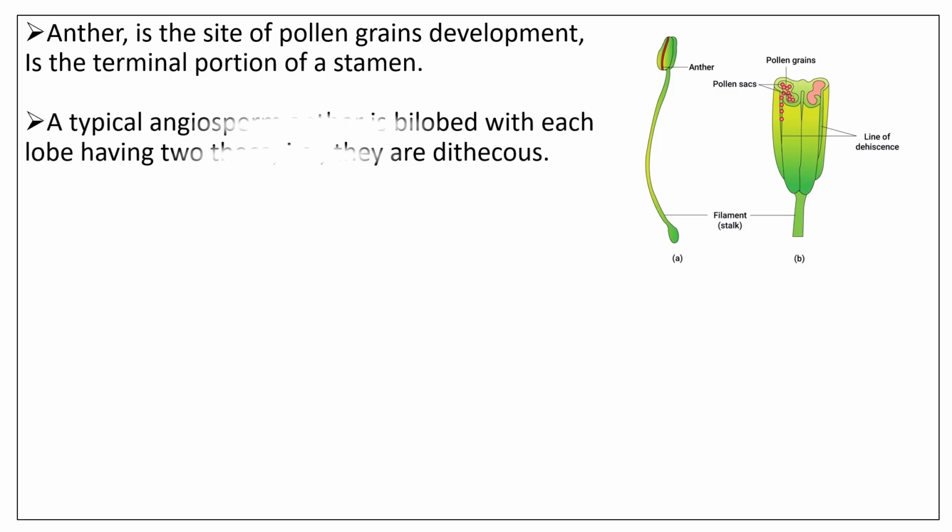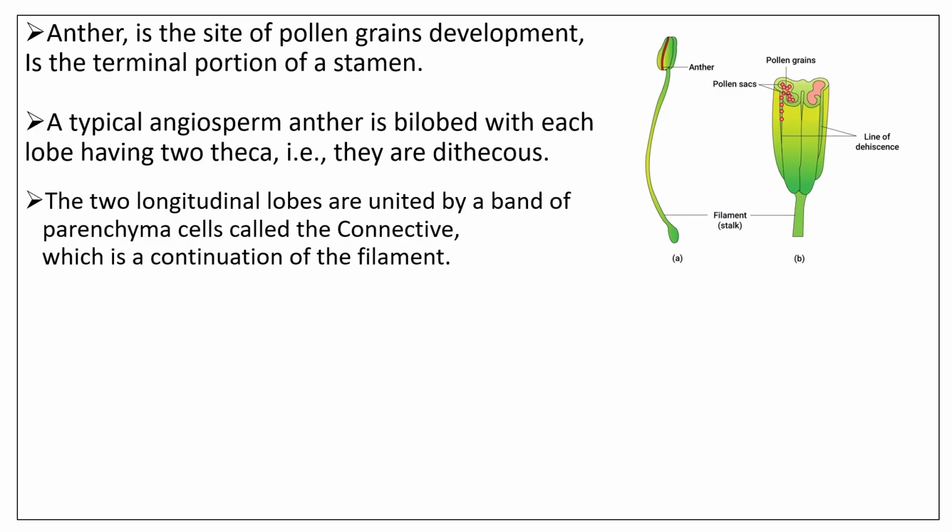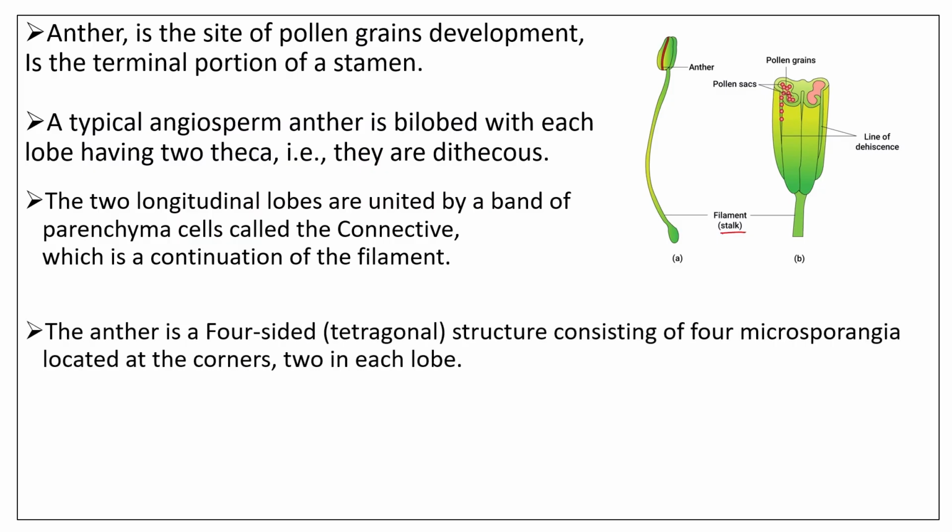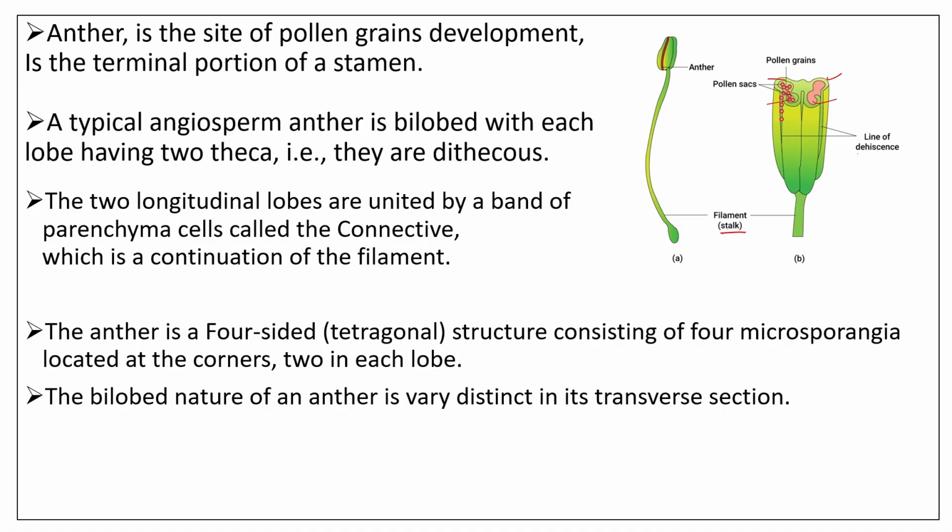A typical angiosperm anther is bilobed with each lobe having two theca, that is, they are dithecous. Let us understand the various types of tissues and their organization in the transverse section of an anther. The two longitudinal lobes are united by a band of parenchyma cells called the connective, which is a continuation of the filament. The anther is a four-sided, tetragonal structure consisting of 4 microsporangia located at the corners, 2 in each lobe. The bilobed nature of an anther is very distinct in its transverse section.